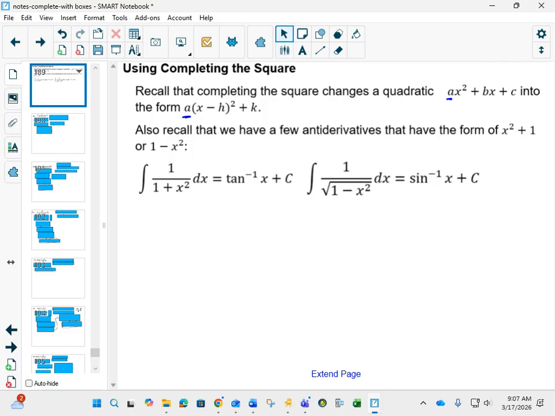And you only have to factor it out of the first two because the C value here is going to change, but it's going to change into the K value in the end. So we're going to look at specific examples and see how completing the square is going to help us. Okay? Here are the two things that are important. Your tan inverse integral and your sine inverse integral. They both have square things involved in it.